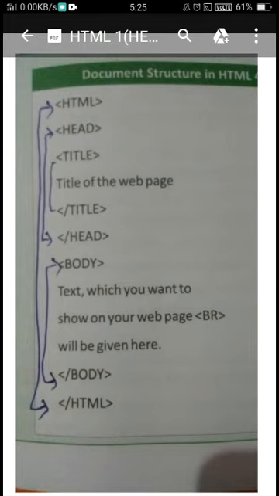Those tags which have opening as well as closing tags are known as container tags, and those tags which don't have closing tags are known as empty elements. One example of an empty element is BR, and container elements are body, head, title, etc.